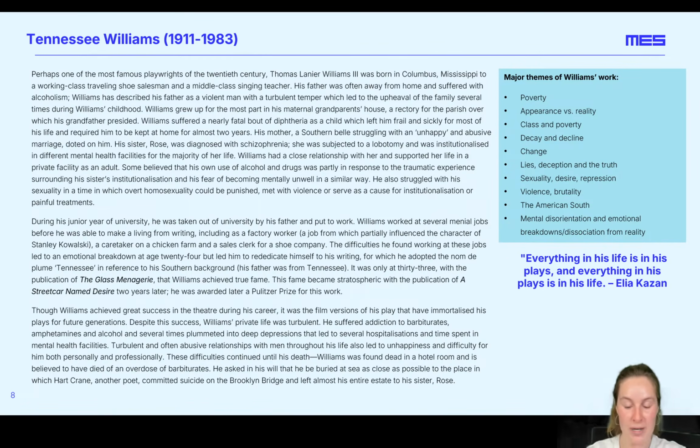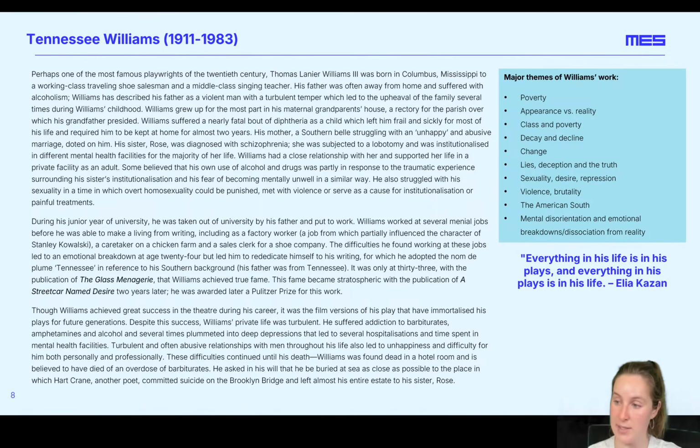Despite this success, Williams' private life was turbulent. He suffered addiction to barbiturates, amphetamines, and alcohol, and several times plummeted into deep depressions that led to severe hospitalizations and time spent in mental health facilities. Turbulent and often abusive relationships with men throughout his life also led to unhappiness and difficulty for him both personally and professionally.